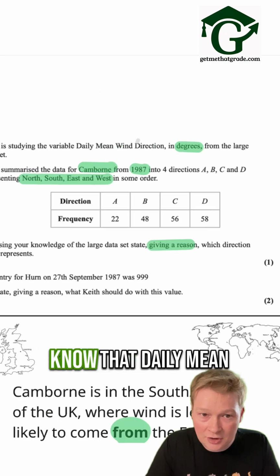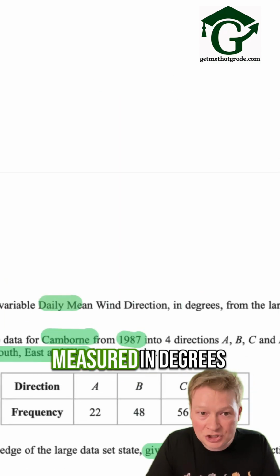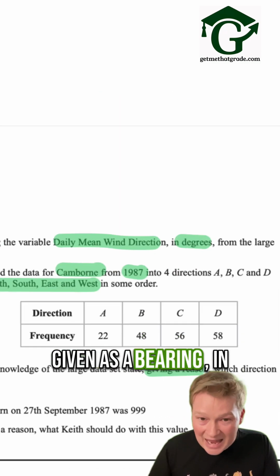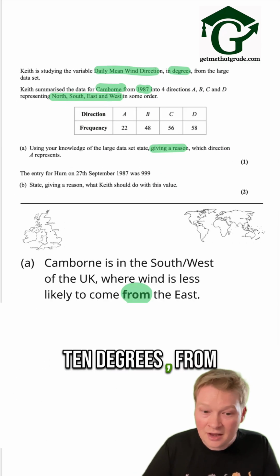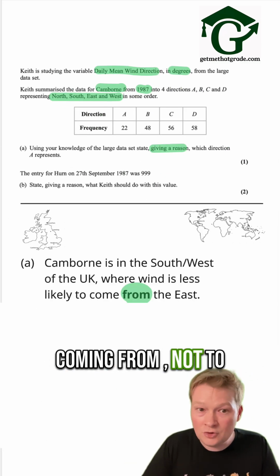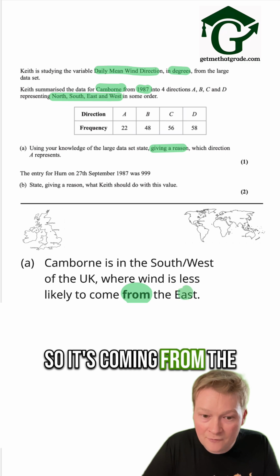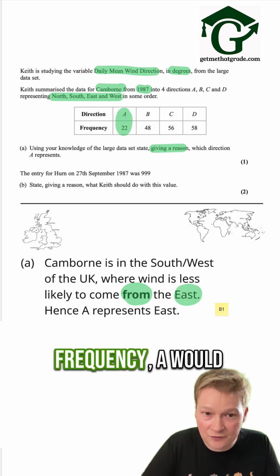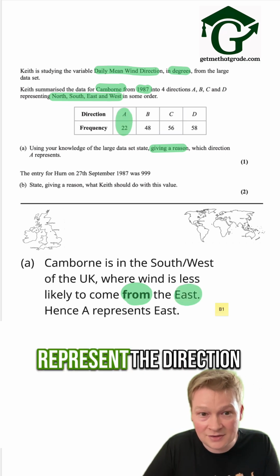So you also need to know that daily mean wind direction is measured in degrees, given as a bearing, in fact to the nearest 10 degrees, from where the wind is coming from, not to where the wind is going. So it's coming from the east. Hence, as the lowest frequency, A would represent the direction east.